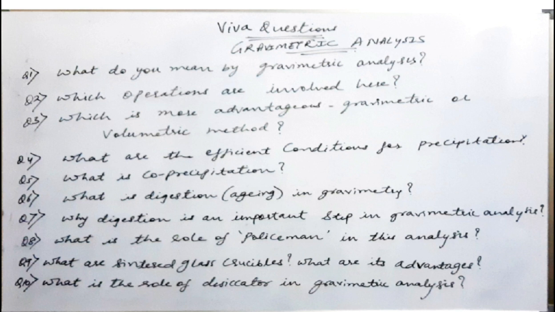The next one is: why is digestion an important step in gravimetric analysis? As already mentioned when I specified what digestion is, it is almost the same thing. The net result of digestion is usually to reduce the extent of co-precipitation, that means impurity within the precipitates would decrease. Because of that also we go for digestion. It also increases the size of the particles, which is a favorable point with reference to the precipitation. As a result, your filtration becomes easier.